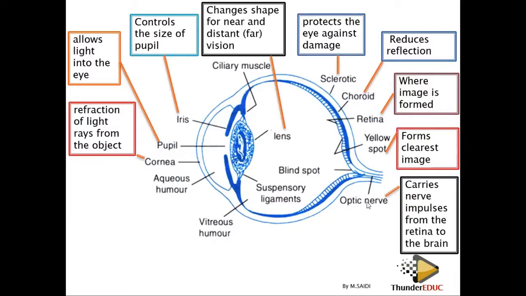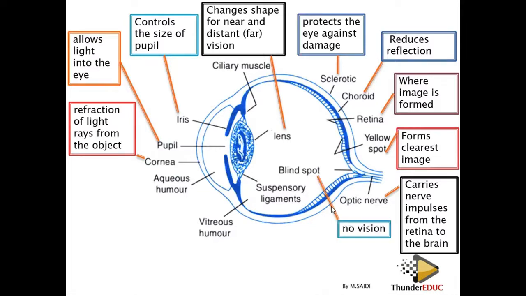Then you have what you call the optic nerve. This one carries impulses from the retina to the brain. When we talk about an impulse, we are talking about an electrical message. So when light falls on the retina, it must change this light into an electrical message. That electrical message is carried to the brain in the form of an impulse. So therefore, an impulse is an electrical message. So the optic nerve is carrying this impulse to the brain. Whenever you talk about optics, it means that you are talking about light.